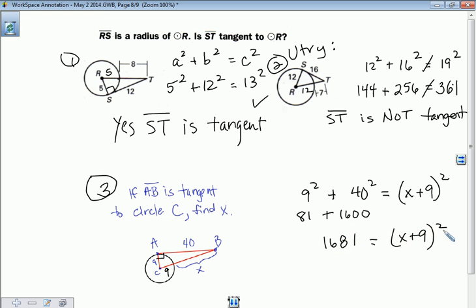Now I want to solve for X, and right now everything's squared, so I'm going to take the square root. And since I'm dealing with lengths, when I take the square root, I'm just going to do the positive because it's a length, and we know we don't get negative. So we have 41 equals X plus 9. The square root of 1681 is 41. So then I just subtract 9 from both sides, and we get 32 equals X. So X is 32. This length from here to here is 32 units.